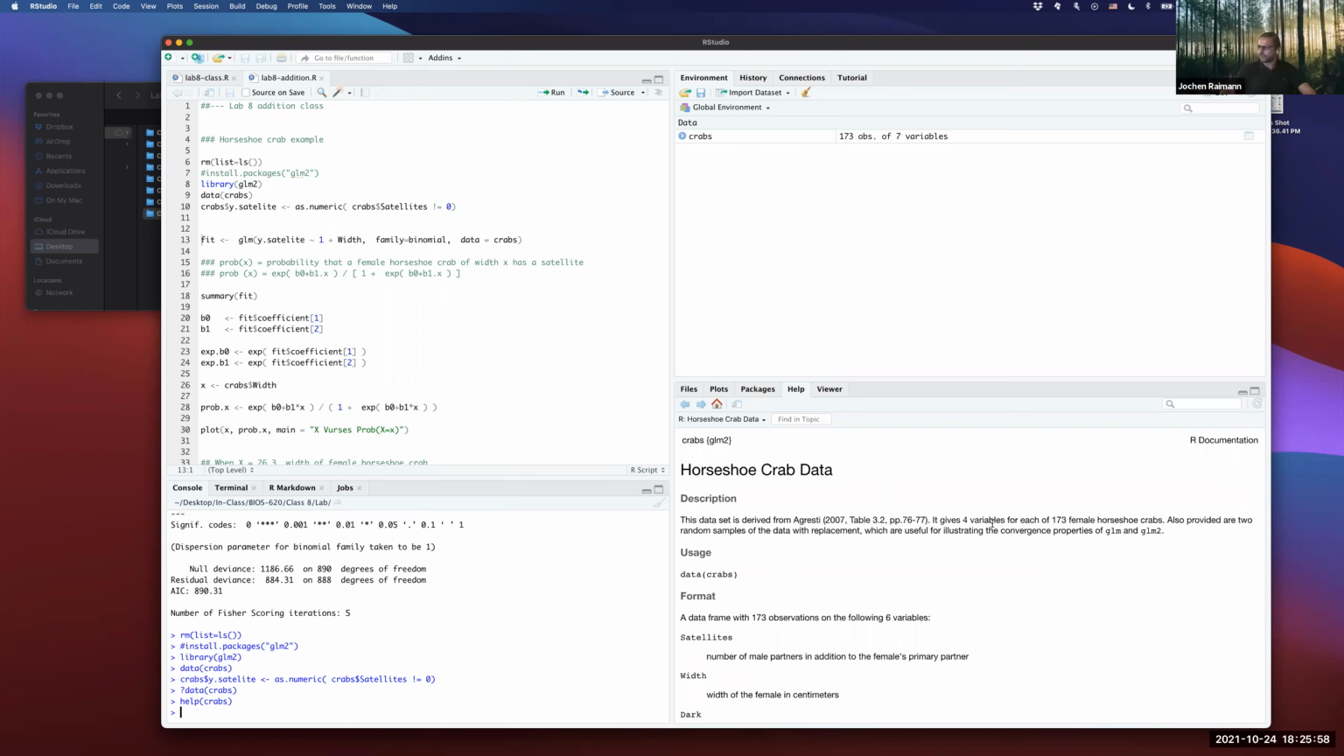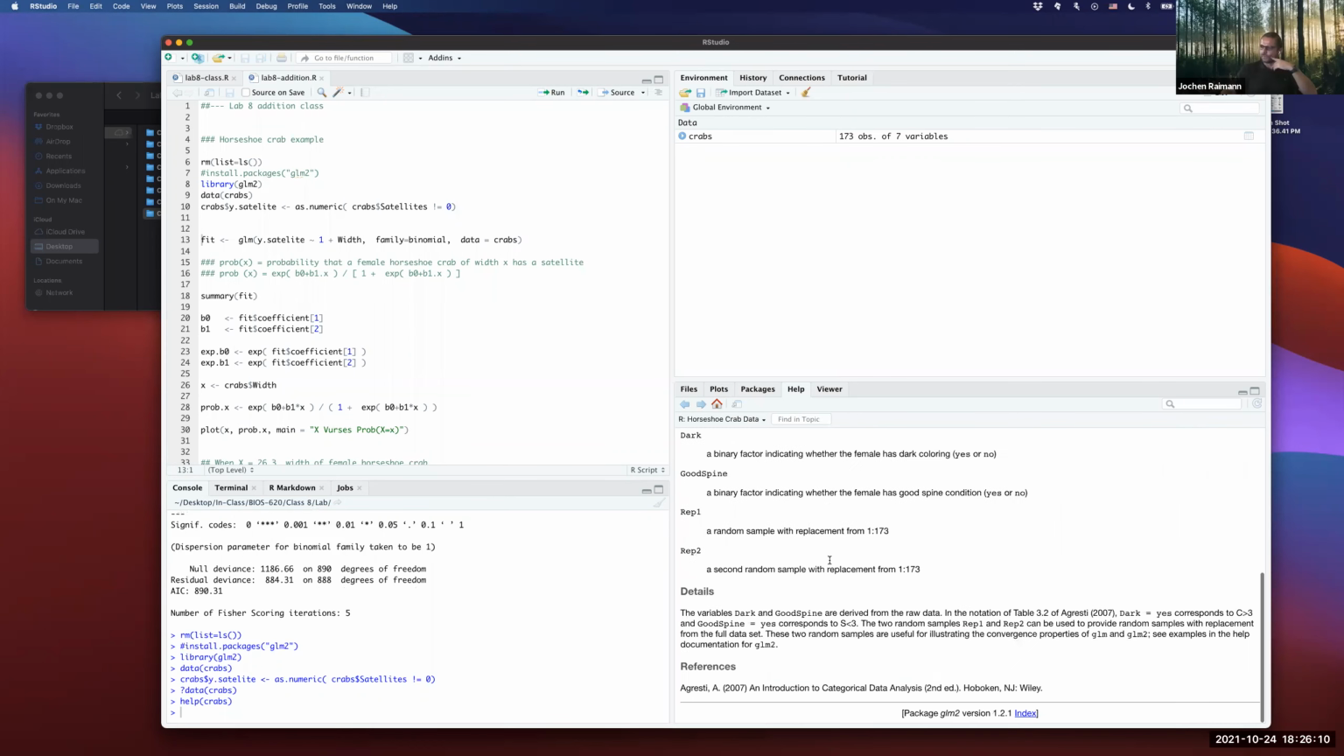Horseshoe crab data. It gives 4 variables for each of 173 female horseshoe crabs, provided random samples of the data with replacement. So we're basically getting derived data. Go with random samples. Okay, dark equals yes corresponds to good spine. Yes corresponds to S smaller than 3. Okay.